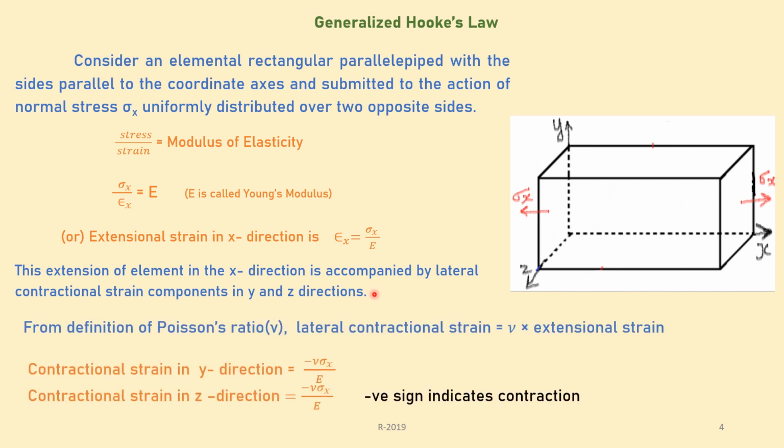From the definition of Poisson's ratio, we have lateral contractional strain is equal to Poisson's ratio nu into extensional strain. So now I can write the contractional strain in y direction as minus nu into sigma x by E. Similarly, the contractional strain in z direction as minus nu into sigma x by E. Both are same. This negative sign indicates the contraction. So whenever there is extension in one direction, there is a contraction in the other two mutually perpendicular directions.